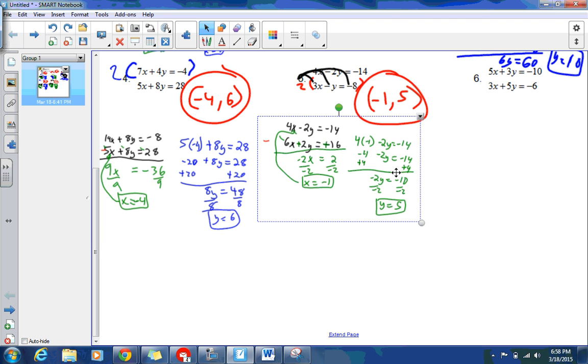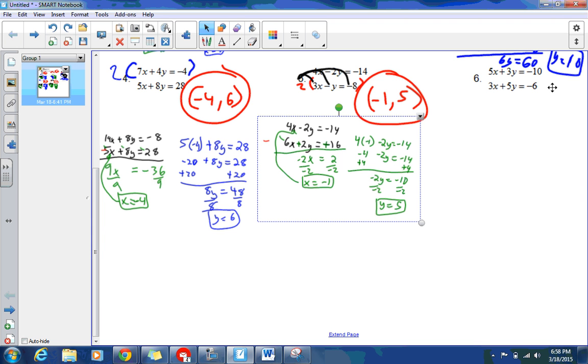All right, very last one here. This one is probably the hardest one of these 6 because if you look, we have a 5 and a 3, 5 and a 3. There's nothing you can really multiply one of the equations by to make it so that they can cancel out. So we're going to have to multiply both of the equations by something. And I'm not going to make you do these too often, but it's important to see and to be able to do these.